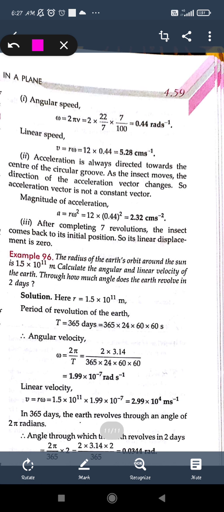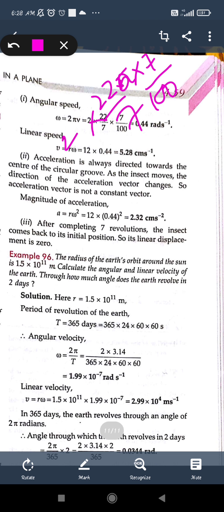So omega is equal to 2 pi nu. It is given as 2 pi, and nu's value was 7 revolutions by 100 seconds. On putting the value of pi as 22 upon 7, the 7 will be cancelled. So it will be 44 upon 100, which is 0.44 radian per second.